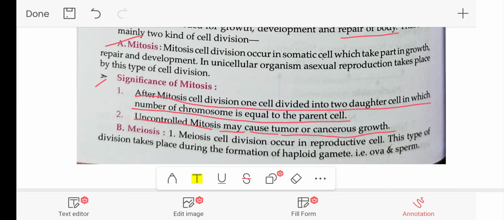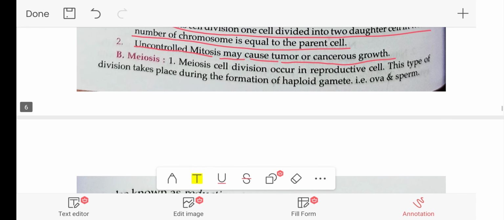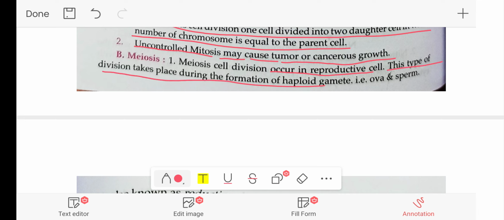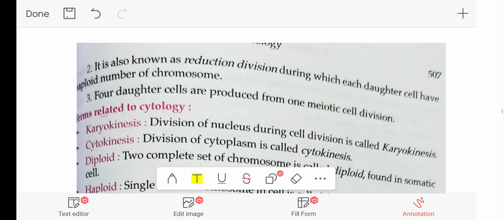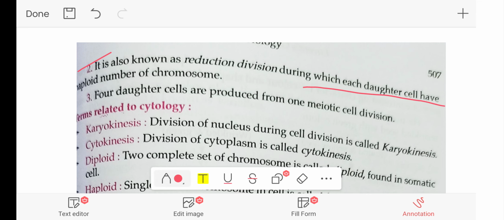Second kind of cell division is meiosis. Meiosis cell division occurs in reproductive cells. This type of division takes place during the formation of haploid gametes, that is ova and sperm. It is also known as reduction division, during which each daughter cell has a haploid number of chromosomes. Four daughter cells are produced from one meiotic cell division.